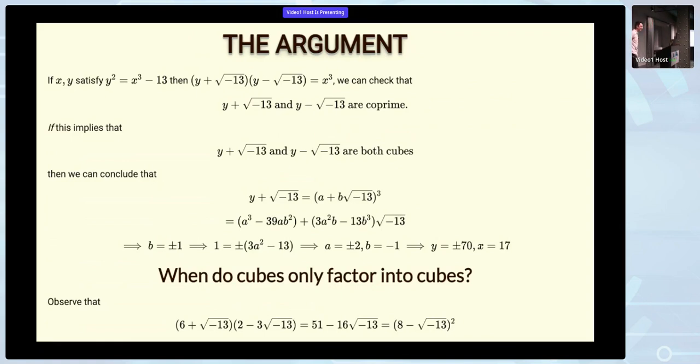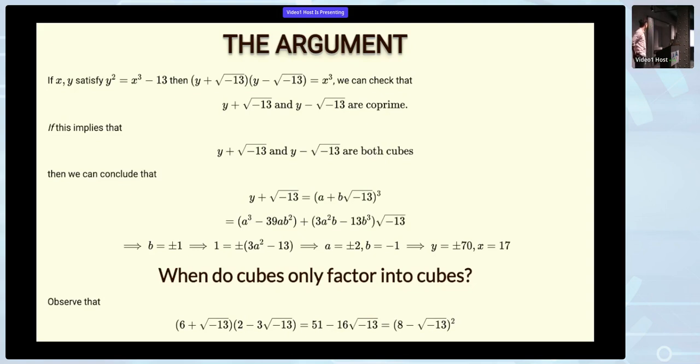The argument goes like this. You put the 13 on the left-hand side of the equation, and you factor y squared plus 13 as y plus the square root of negative 13 times y minus the square root of negative 13, and that thing is a cube. And then as long as you can check that the two things you factored it into are coprime, maybe you can claim that each of those things is then a cube, right? If I've got a times b is a square in the integers, then actually a has to be a square and b has to be a square as well, as long as they're coprime, right?